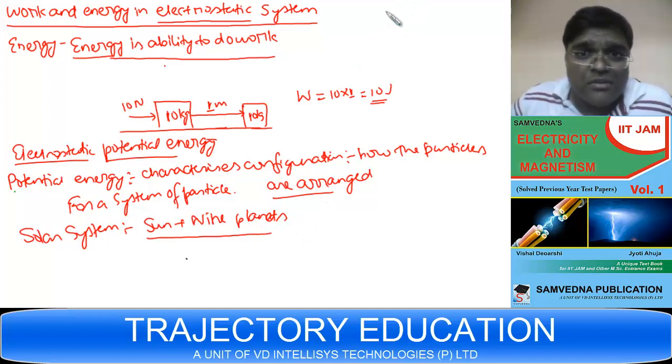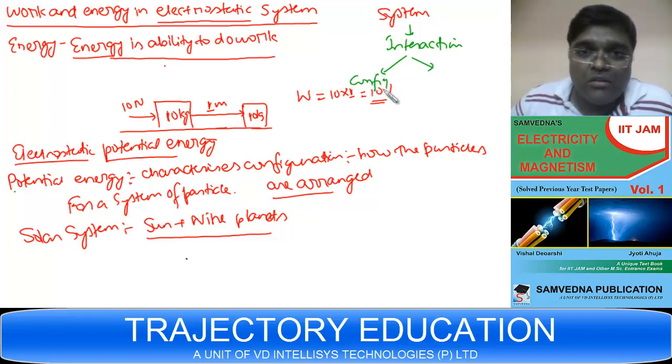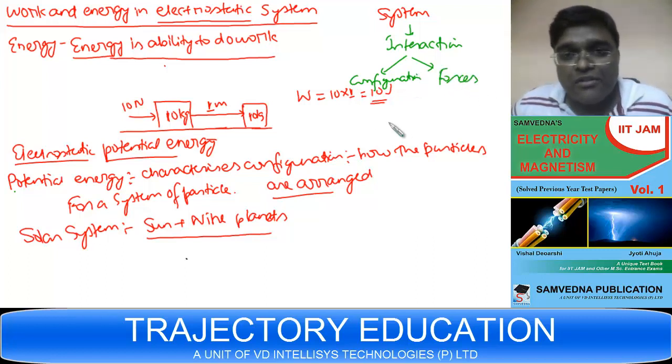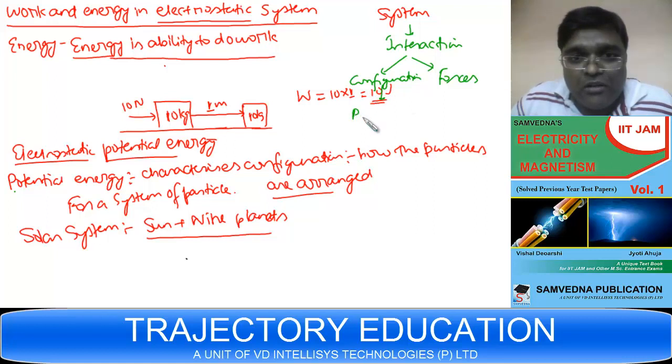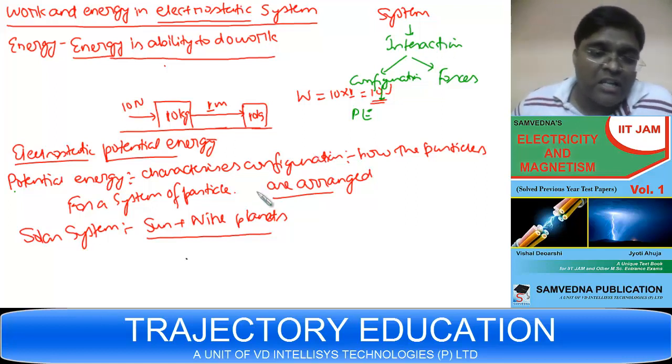See, whenever you have a system of particles, right? Whenever you have a system of particles, these particles undergo interaction, right? And this interaction gives rise to 2 things. One, configuration, and second, there are forces, right? Configuration is characterized by your potential energy. So such a configuration where particles seem to be not interacting with each other, I can assign that configuration as 0 potential energy, a configuration having 0 potential energy.